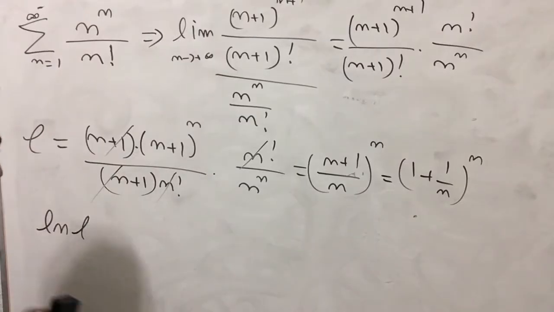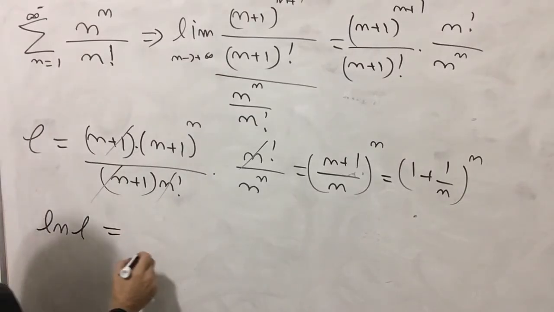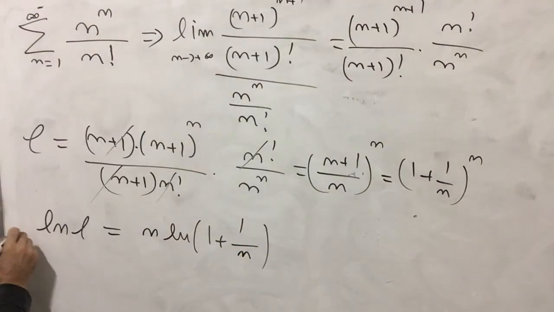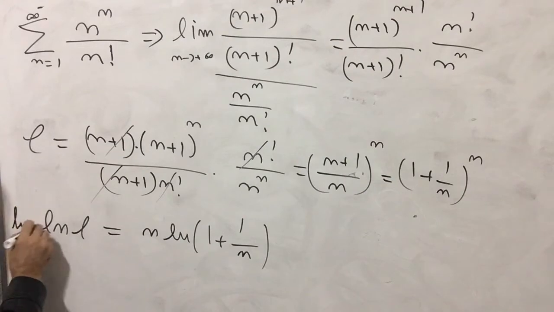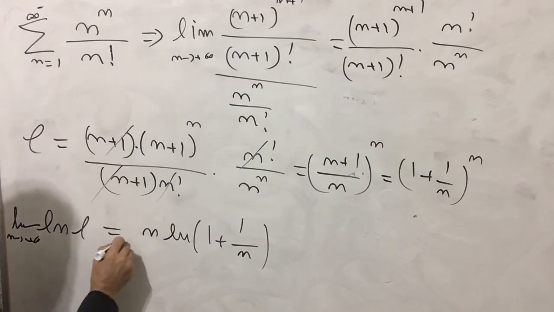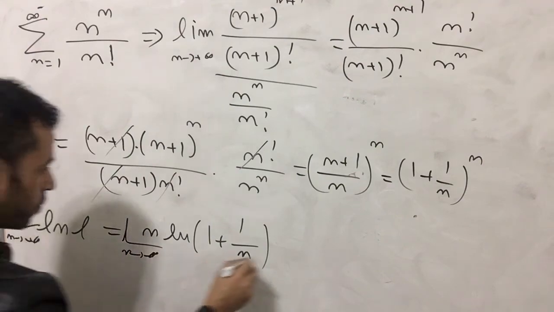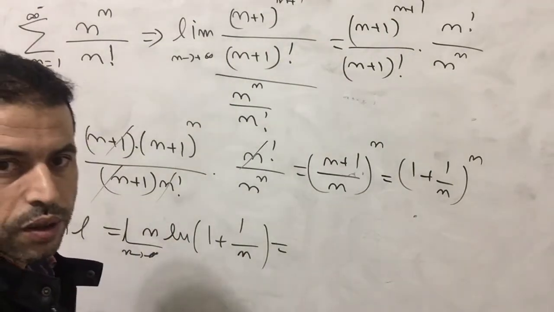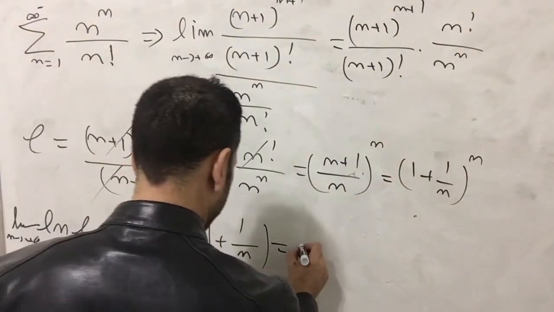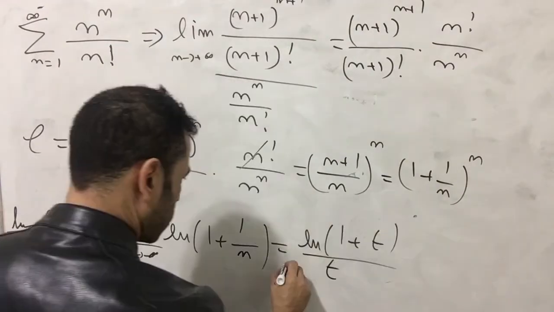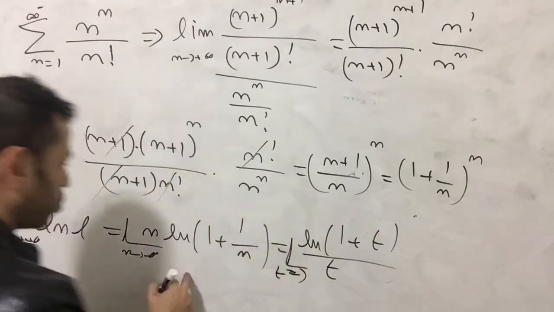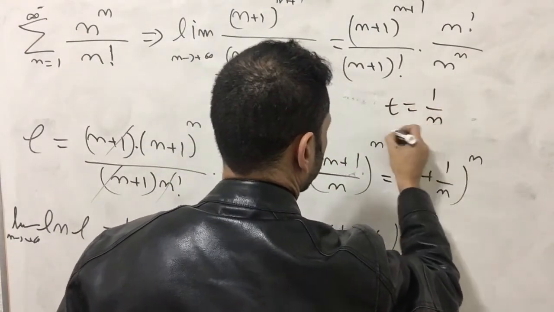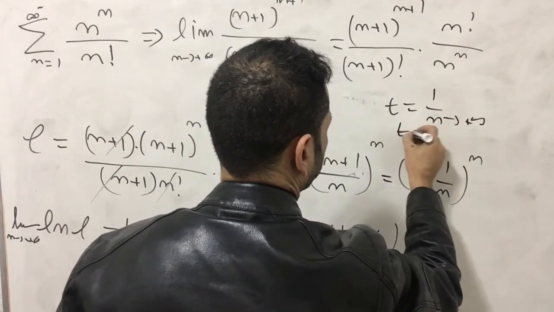Okay, I'm going to apply the natural log on both sides. I will have the natural log of L equal to n multiplied by the natural log of 1 plus 1 over n. I'm going to apply the limit as n goes to infinity on both sides. So I can replace 1 over n by t, and I will have the natural log of 1 plus t. If t equals 1 over n and n goes to infinity, that means t is going to 0.